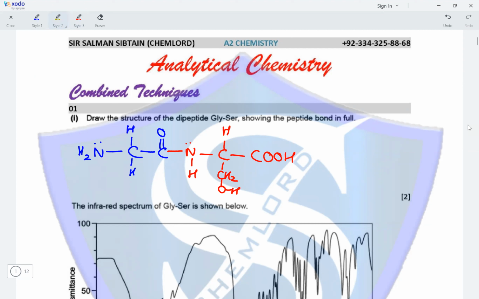Now, the CONH in between these two amino acid residues is the peptide bond. And this is the structure of the dipeptide GLY-SER.